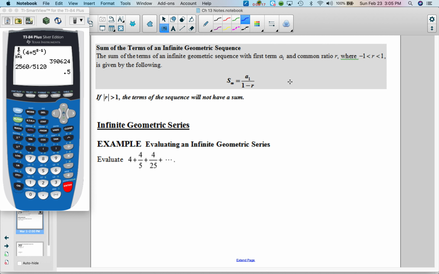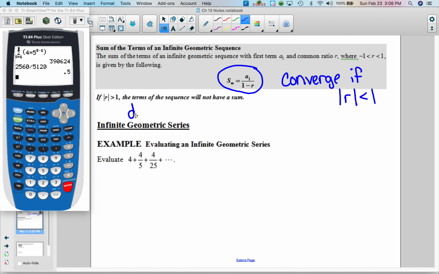So how can you know if it converges? It will converge to this sum if the absolute value of r is less than 1, and that's what we're looking for. So if the absolute value of r is less than 1, then you can use this formula to find the sum of the sequence. This would not be a partial sum. This would be the sum of that geometric series. Notice here, if the absolute value of r is greater than 1, then the terms of the sequence will not have a sum.